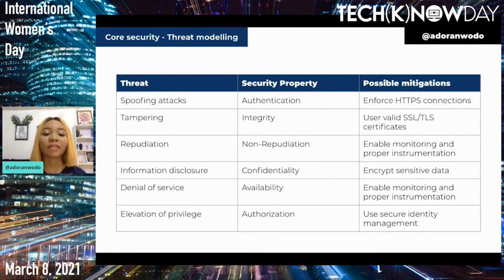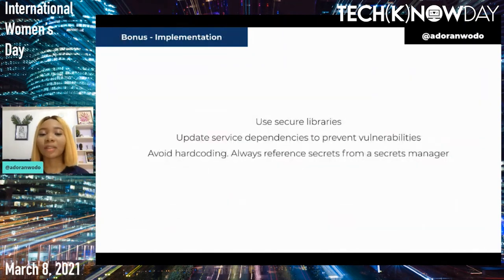If elevation of privilege is the threat, then you want to use a secure identity management tool as how you plan to mitigate that threat, so that authorization isn't a security issue. Whoever is coming to your system, you know exactly who this identity is, and can say these are the actions and these are the privileges that this identity is supposed to be able to perform.